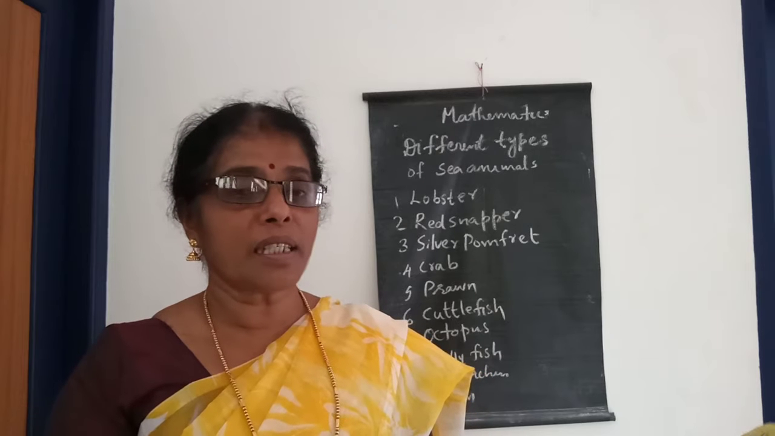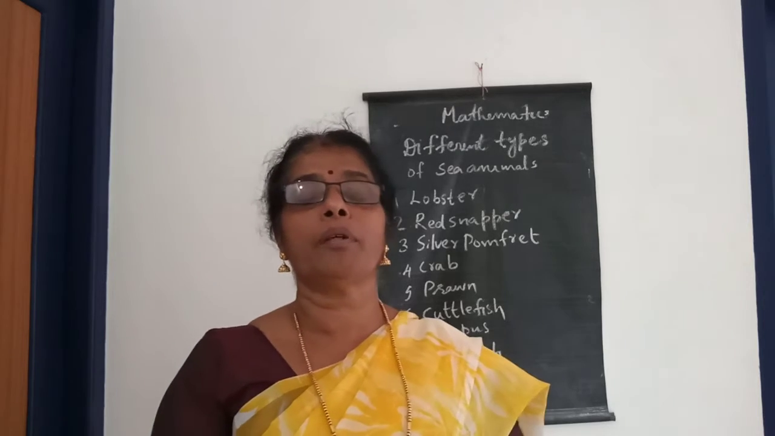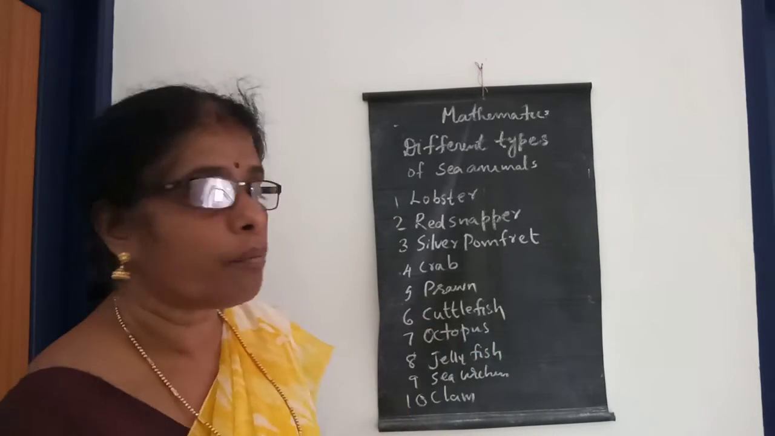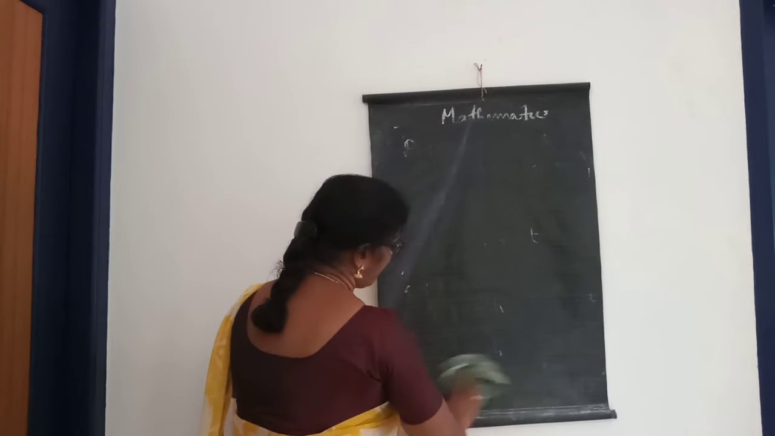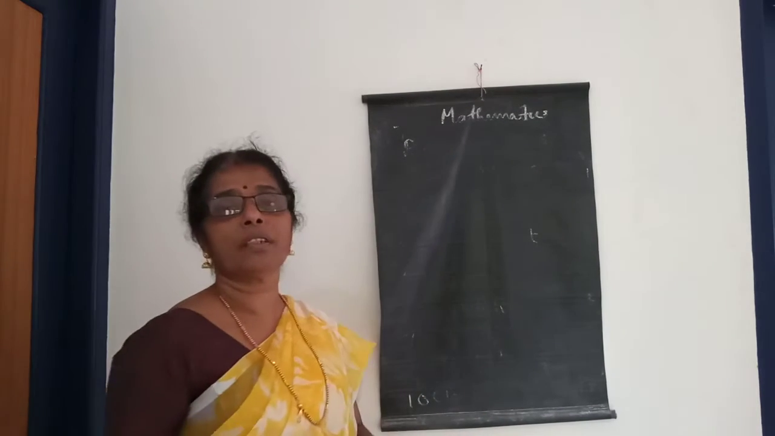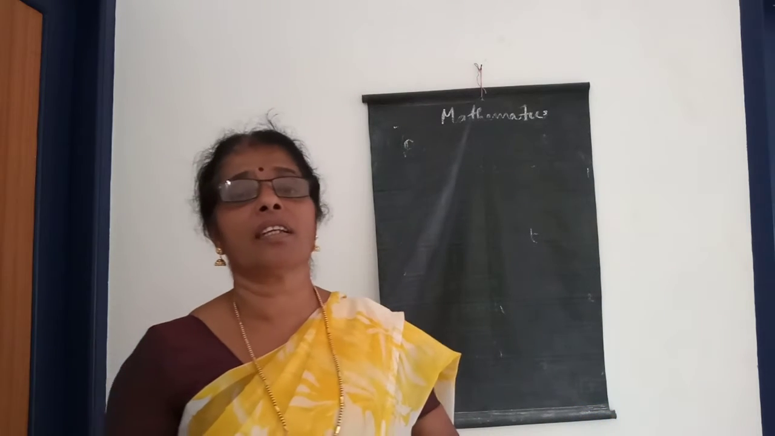And some go on a simple boat. What is the simple boat? Simple boat means a log boat. Then there are different types of boats also. So what is the use of these boats, children? What is the use of this boat? This boat is used for catching fish, isn't it?